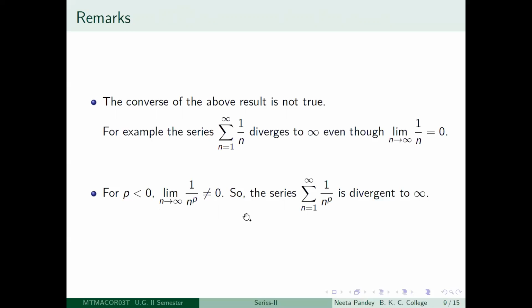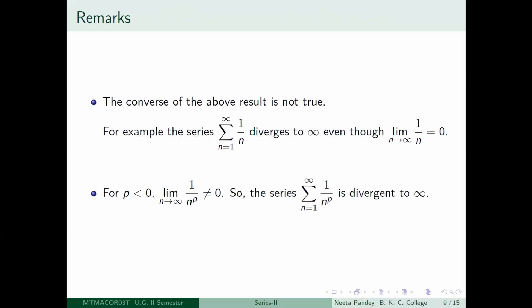So what does that imply? That if p is less than 0, then the series summation n equal to 1 to infinity 1 by n to the power p cannot be convergent. Because if it were convergent, then this limit had to be 0. But since we see that this limit is non-zero, therefore this series is not convergent. But now this is a series of non-negative terms. In fact, this is a series of positive terms. So therefore, since it is not convergent, it actually diverges to infinity.